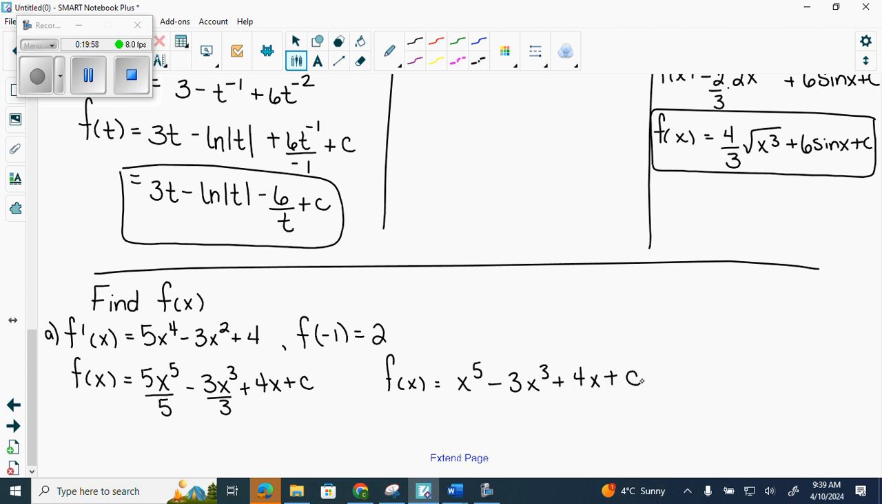And remember, whenever you're solving for an unknown, it doesn't matter what science class you're in, what math class you're in, you just literally need to have every other variable filled in. And we know x and y, so we can solve for c, right? This is my x, this is my y. So we have 2 equals negative 1 to the 5 minus 3 times negative 1 cubed plus 4 times negative 1 plus c.